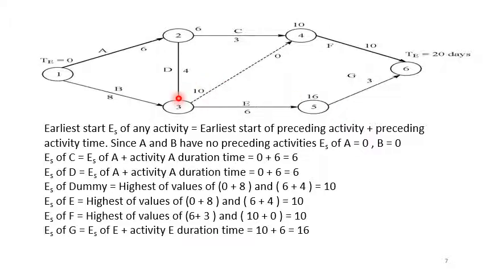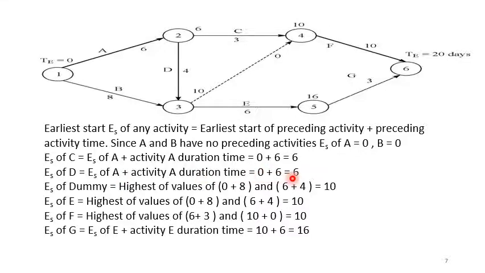So here you can see, similarly as we have done in our previous video, earliest start of every activity will be equal to the earliest start of the preceding activity plus the preceding activity time. Since A and B have no preceding activities, earliest start of A will be 0, of B will also be 0. Earliest start of C will be the earliest start of A plus activity A duration time, it is 0 plus 6, it is 6.